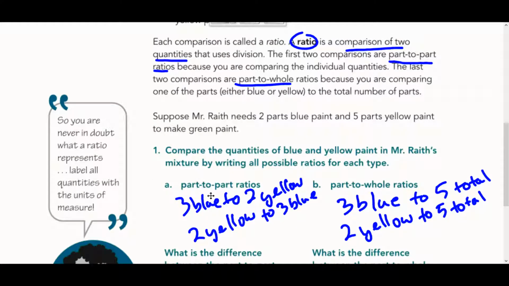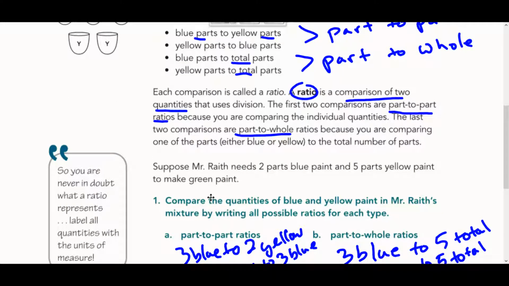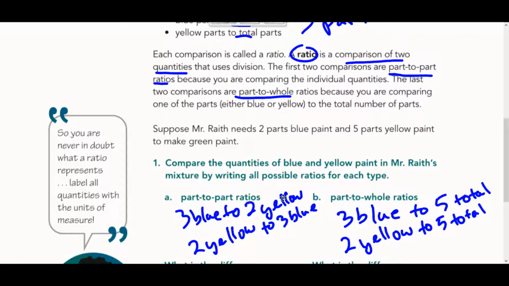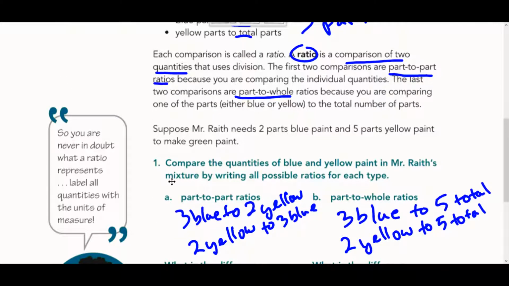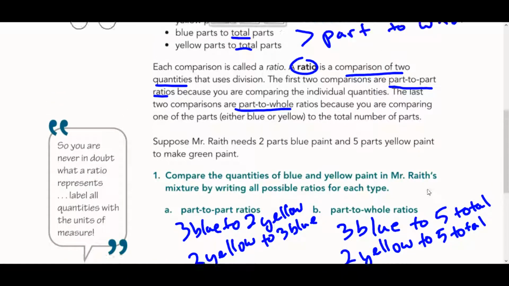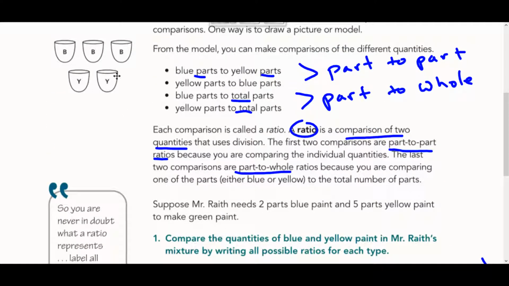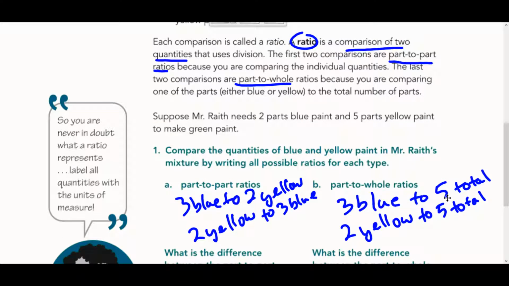So we wrote some specific part-to-part ratios. Basically we took this and we put numbers to it. So we got 3 blues to 2 yellows in this situation, because there's 3 blues and 2 yellows. And then there are 2 yellows to 3 blues. Same thing, just change the order. Part-to-whole ratios, 3 blue to 5 total. Now how do we get 5? Well, add them up. We have 3 blue, 2 yellow, that makes 5 altogether. So it's 3 blue to 5 total, or 2 yellow to 5 total. The difference is we didn't switch the order, we switched what our part was. In this case the blue parts, in this case the yellow parts, but notice the same total number.